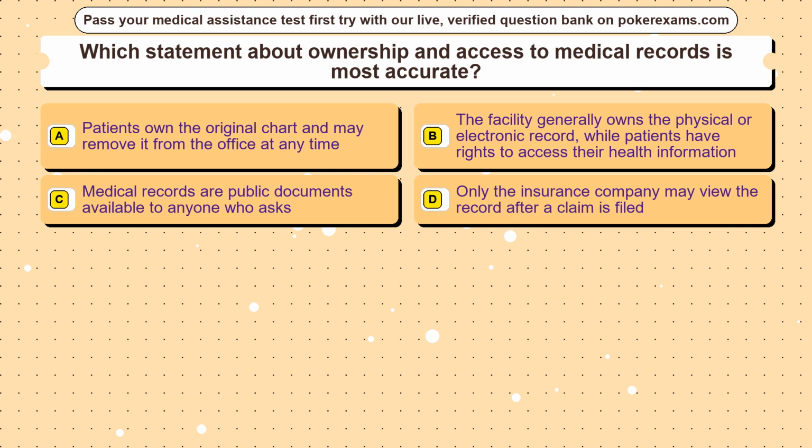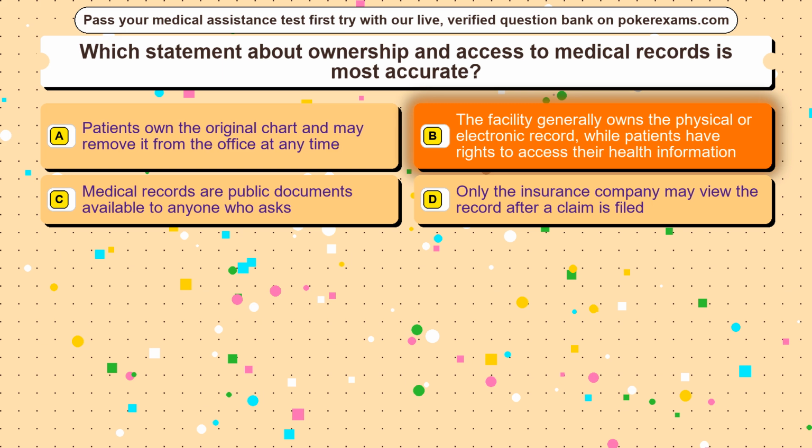Question 80. Which statement about ownership and access to medical records is most accurate? Option A, patients own the original chart and may remove it from the office at any time. Option B, the facility generally owns the physical or electronic record, while patients have rights to access their health information. Option C, medical records are public documents available to anyone who asks. Option D, only the insurance company may view the record after a claim is filed.